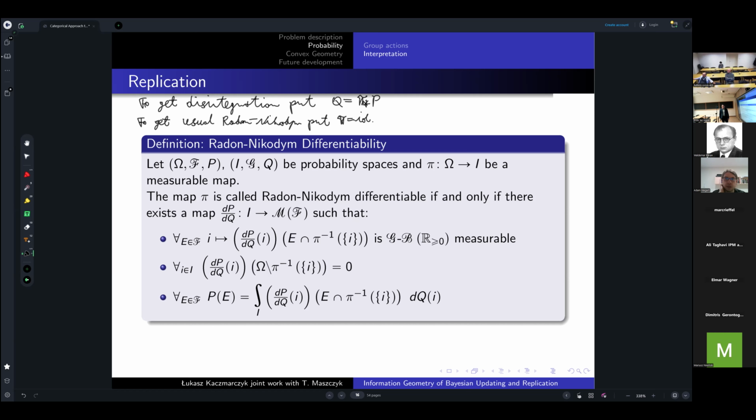Sorry, just a quick question. Do you assume that pi is surjective or not necessary? I don't think so. The only thing that is truly necessary is for the direct image of P through pi to be absolutely continuous with respect to Q.